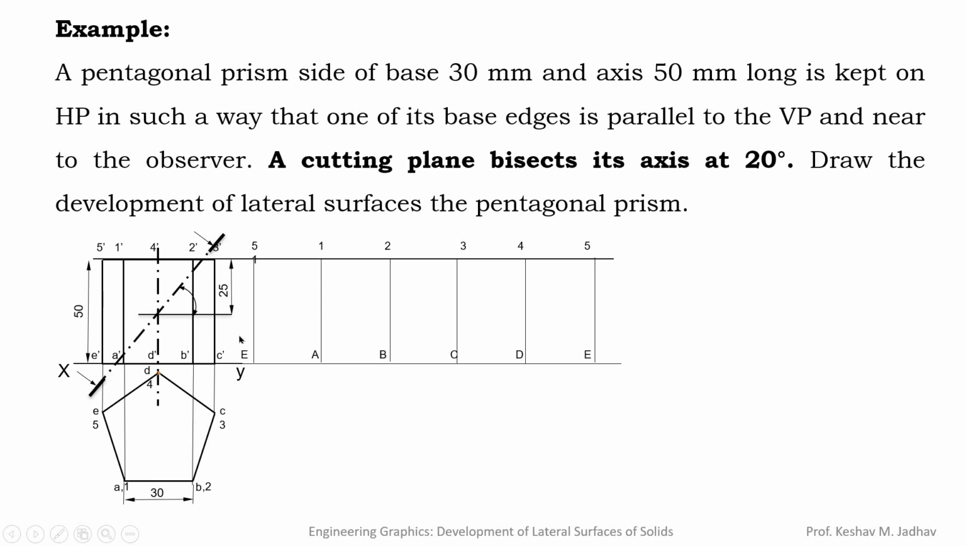So this cutting plane is intersecting vertical edges at this point, at this point and at this point. So these 3 points we can locate similar to previous case. So here when we are cutting this prism by cutting plane like this, then upper part we have to remove and lower part we have to keep, and lower part we can make dark like this. And these cutting points of the vertical edges we can locate similar to previous case by drawing projections.